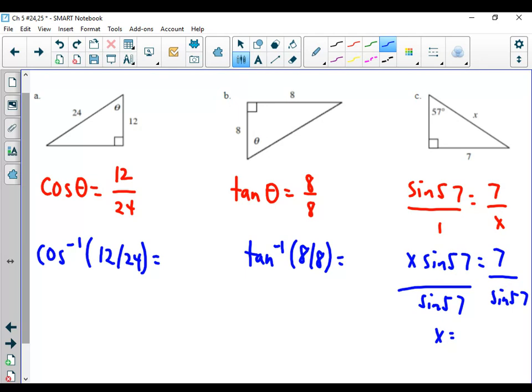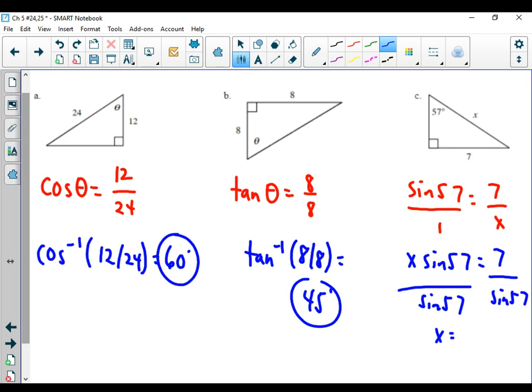What'd you end up with on A? 60 degrees, right? That was a good inverse cosine problem. What about the second one? 45. Did I need tangent there? No. As soon as you recognized that it was 2 over 8 there, that told us that it had to be isosceles. So you could go straight to 45 if you want to on that one.